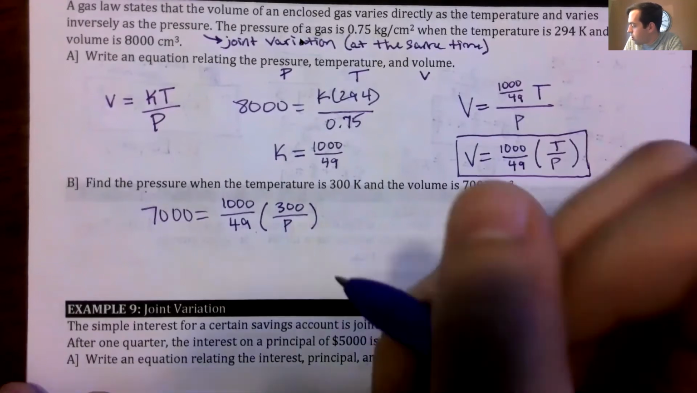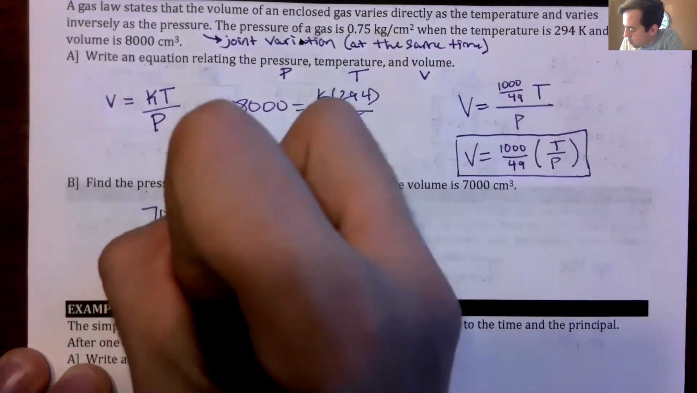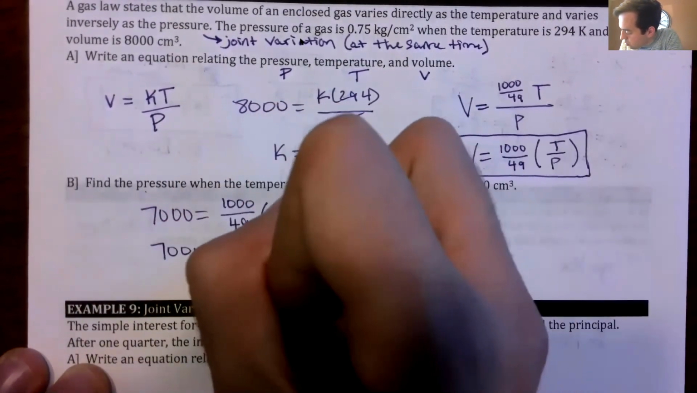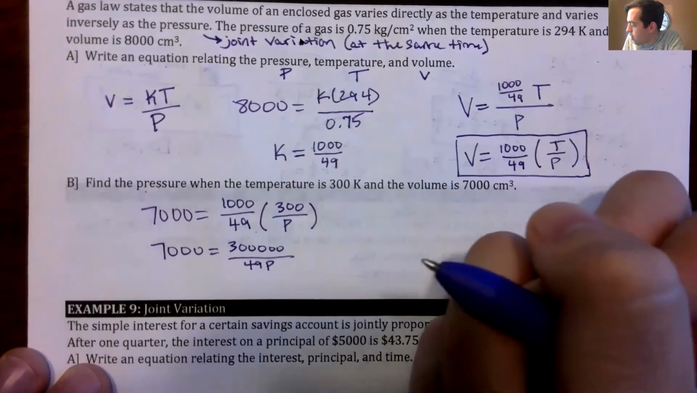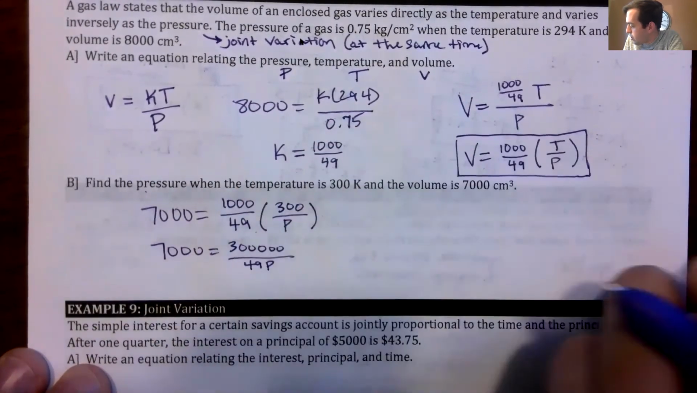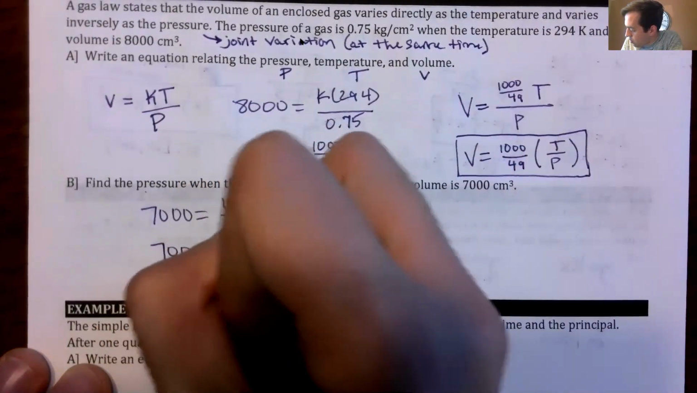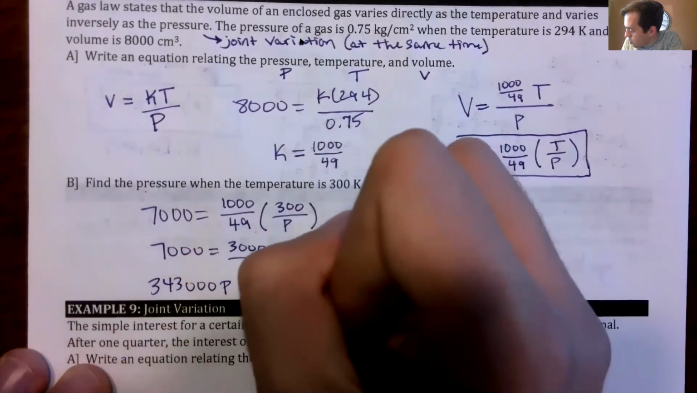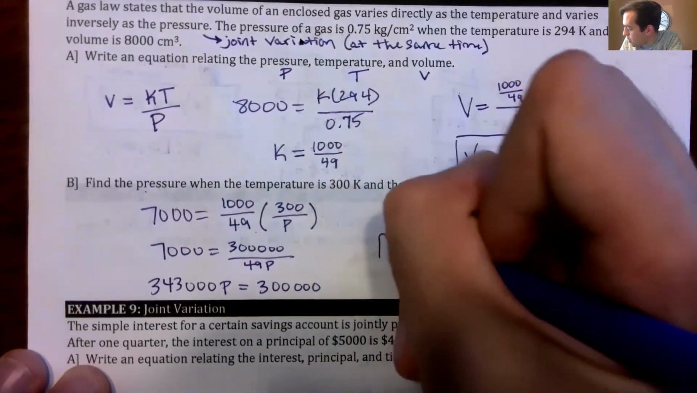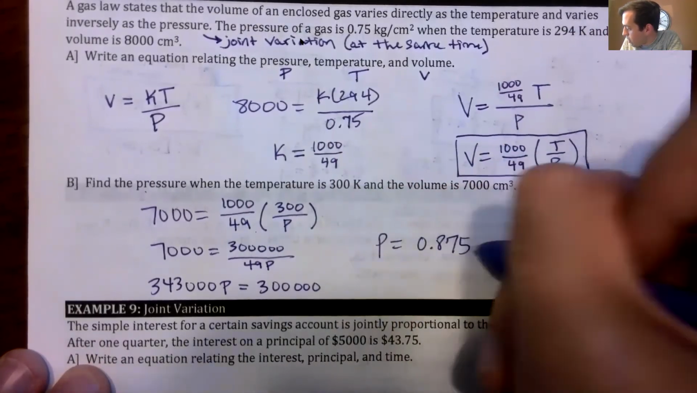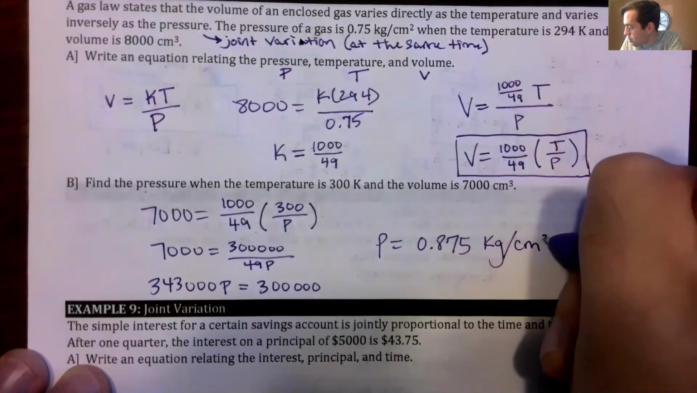So what should we do? We could multiply these fractions together. We end up with 7,000 equals 300,000 over 49p. I just counted up the zeros and made sure we had the same number. I'm going to multiply 49p to the other side, and we get 343,000p equals 300,000. And then I divide the 343,000 to the other side, and I get P equals 0.875. And we use the same units from part A, which was kilograms per centimeter squared.